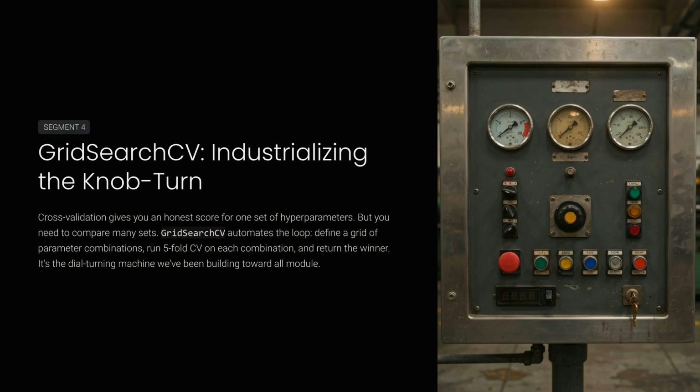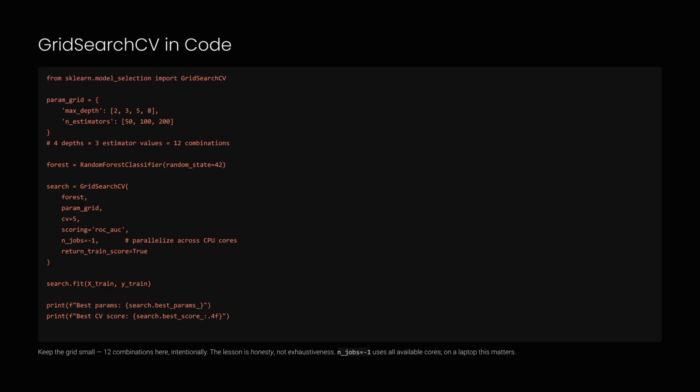To scale this, we use GridSearchCV. It automates the process of testing multiple combinations of parameters using cross-validation to find the best configuration. When implementing this, keep your grid focused. The goal is an honest search, not an exhaustive one. Using n_jobs equals -1 will help utilize your system's resources effectively.